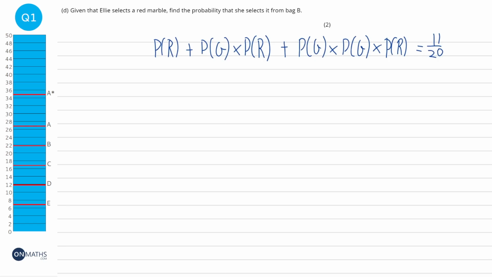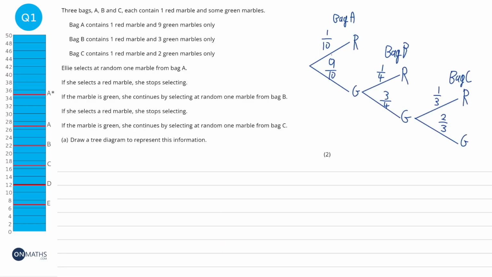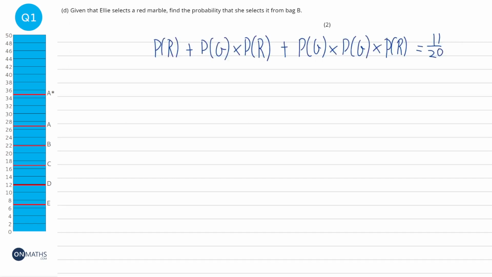Now we're looking for the probability that she will select the red from bag B, which means it will be green and then red. So we're going to work out the probability of a green and a red, and that's going to be 9 over 40, so it will be 9 over 10 times 1 over 4.